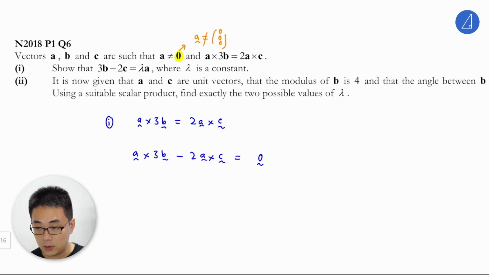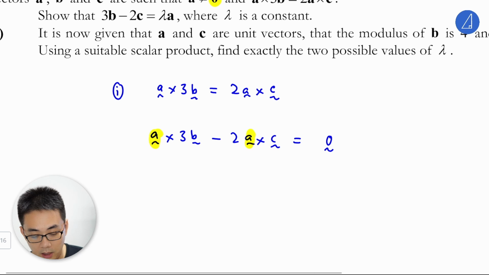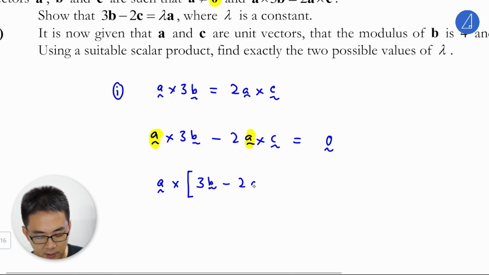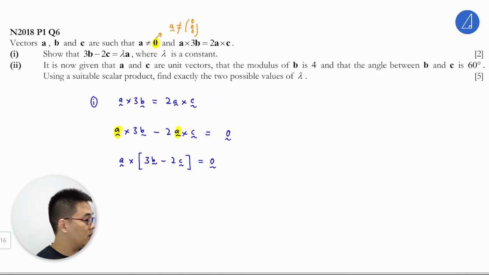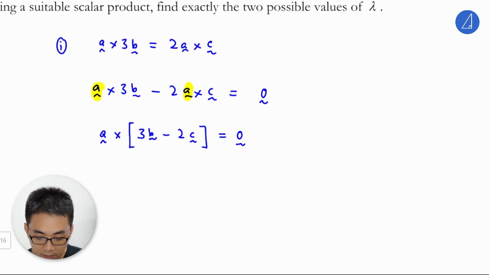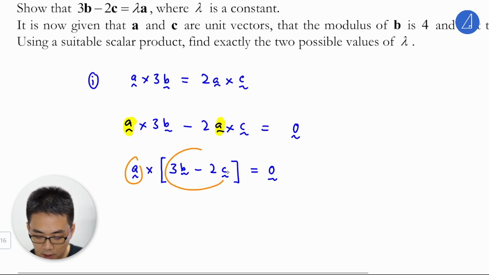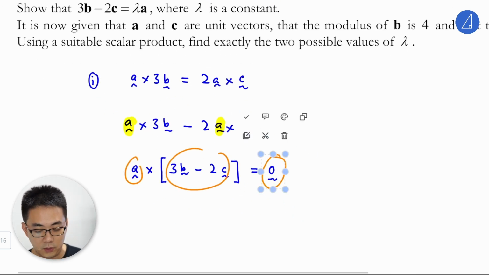Then what we do is we factorize out the A. When you factorize this out, it will be A cross with 3B minus 2C. Am I right? Okay. If you take one vector and cross it with another vector, it gives you a 0 vector. What can you tell about these two vectors?